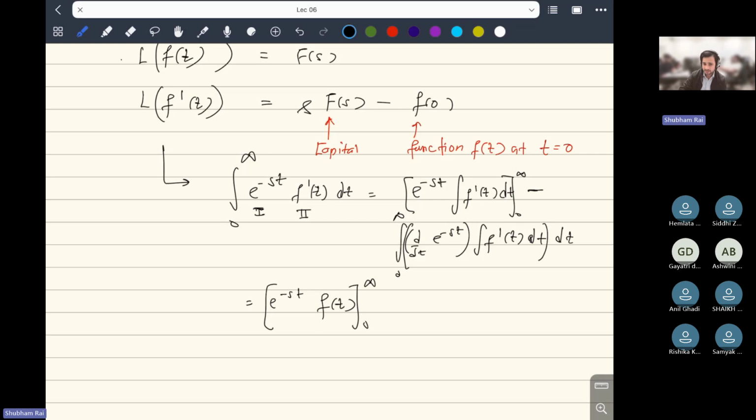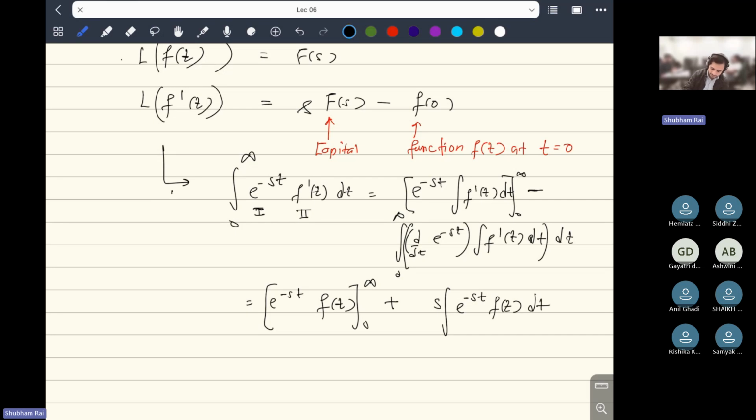If you differentiate e raised to the power minus st with respect to time, you'll get minus s times e raised to the power minus st. And minus minus will be plus. So finally s will come out. So you'll get e raised to the power minus st, and the integral of f prime t dt will be f of t, and then you have dt, right?